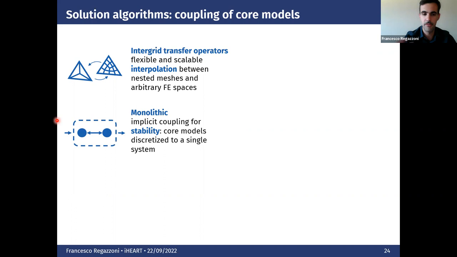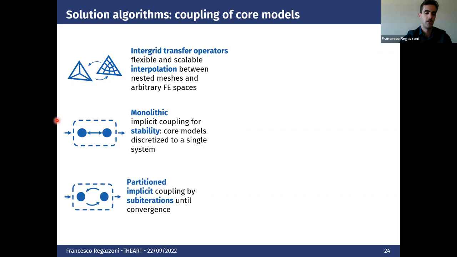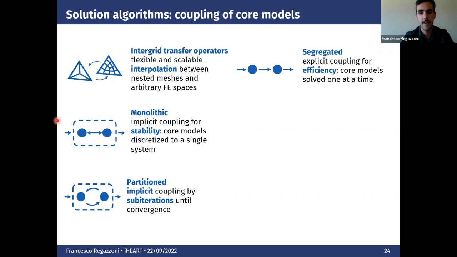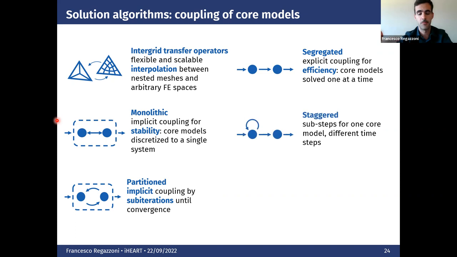One is the monolithic one, that is we solve all the models as a unique monolithic system. Another approach is a partitioned strategy in which we solve first one model, then the other. Then we go back to the first model and then we solve the other. And we sub-iterate until we reach convergence. Or we can use a segregated approach. A segregated approach is when you solve a model and then you pass to the next one and you proceed in time. So you do not sub-iterate. Or we can use a staggered approach in which we solve several sub-steps for a single model. And this is very useful when a model has a characteristic time that is much faster than another one.